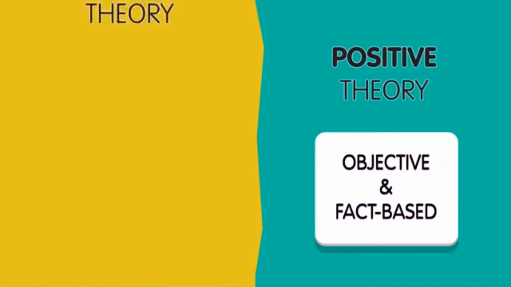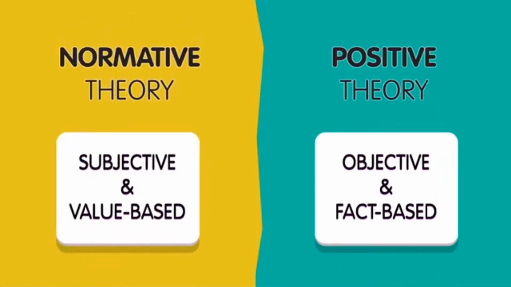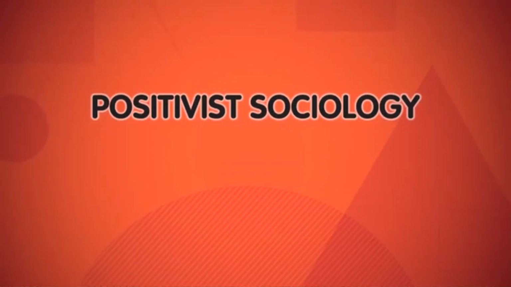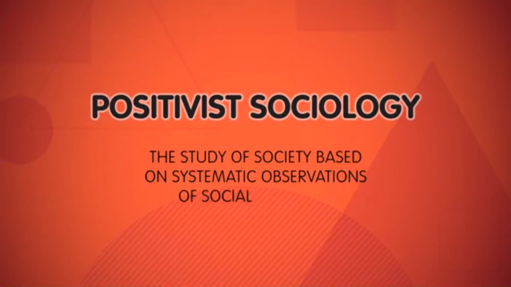Now, you might be wondering where the positive in positivist comes into play. Was Comte just a glass half full kind of guy? Well, positive in this case doesn't refer to optimism, and it doesn't mean I'm positive that I'm right. Instead, a positive theory is one that's objective and fact-based, whereas a normative theory is subjective and value-based. Which brings us to the first of our three types of sociological inquiry: positivist sociology, or the study of society based on systematic observations of social behavior.